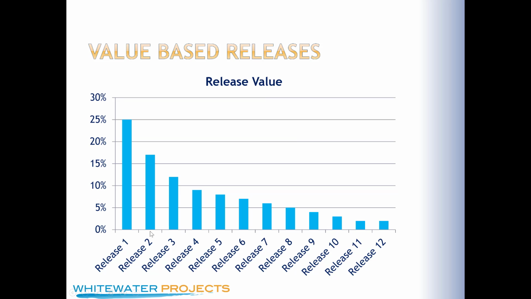The next release in February here is going to have about 17% of the remaining value. And then this one's going to have about 12%. And then this one's going to have about 9%. And this one's going to have about 7%. And 6, 5, 4, 3, 2, 2. Right? You can see how that works.